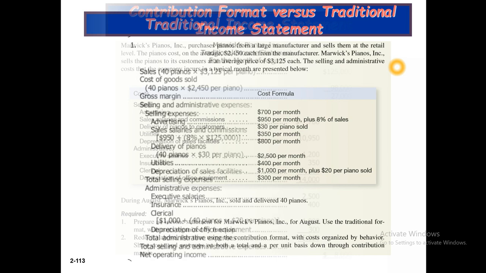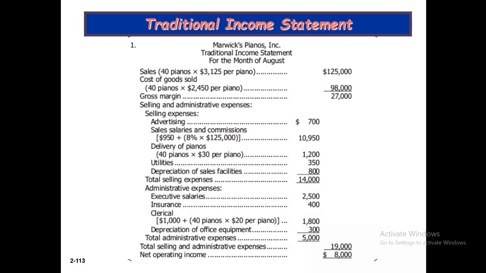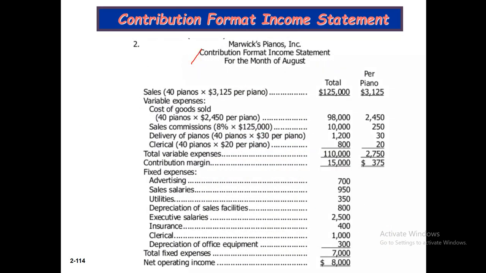Now our second, that means using the contribution format. That means the contribution format income statement. So very easy to understand. In our contribution format income statement for the month of August, this is the sales, this figure, and per piano sales, this figure, and variable expenses. All variable expenses should be reduced from here.